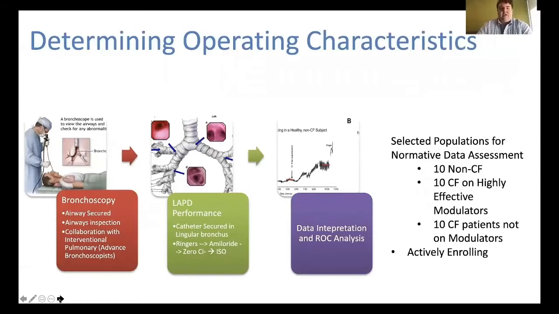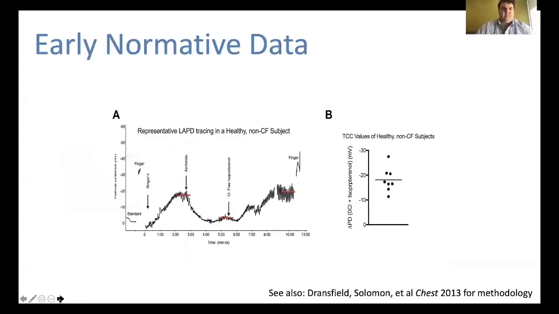Therefore, with some standardizations, which I'll discuss a few more in a moment, we have designed a normative data study, which is currently enrolling, although it has been slowed by the COVID-19 pandemic. We are selecting populations for normative data assessment, including 10 non-CF, 10 CF patients on highly effective modulators and 10 CF patients not on modulators. As I said, this study is currently enrolling at a single center site sponsored by our NRC grant at UAB.